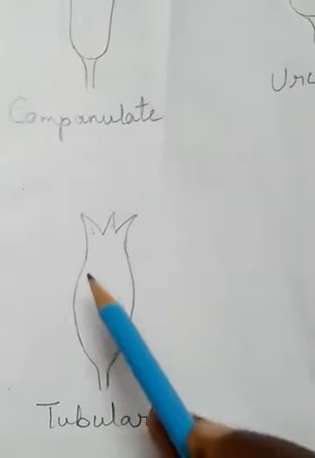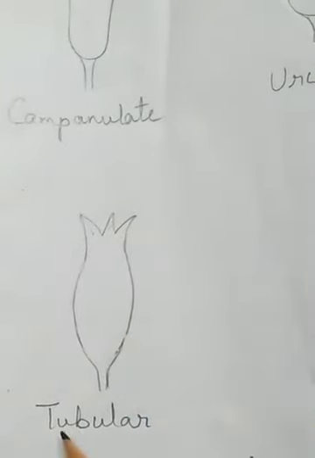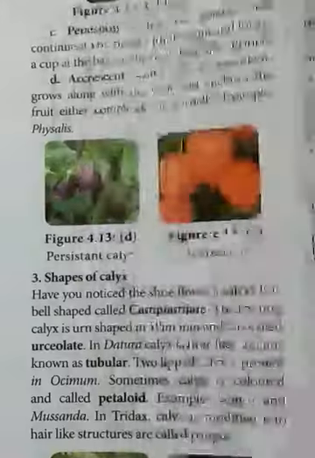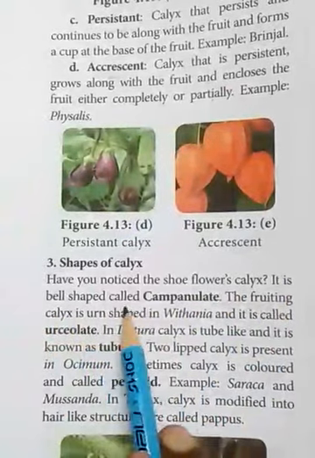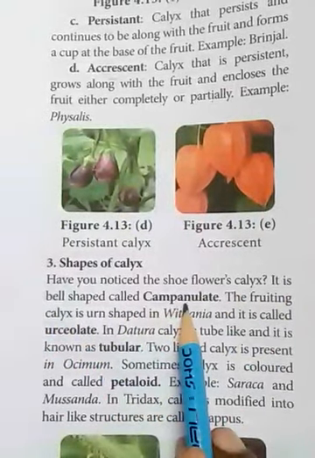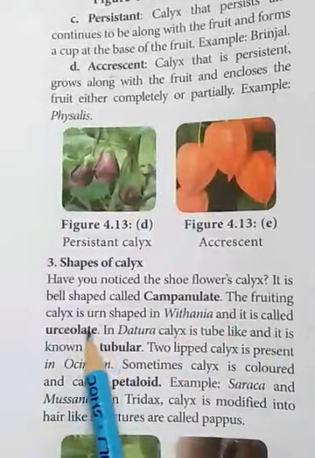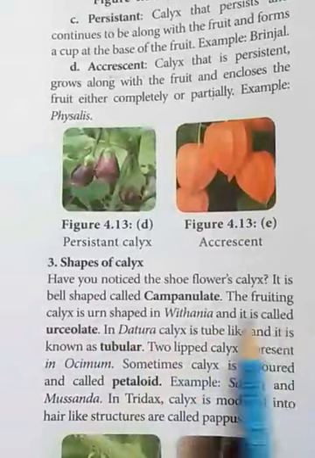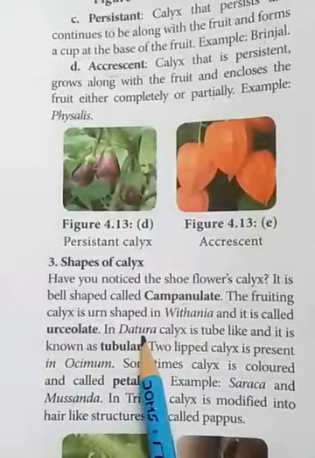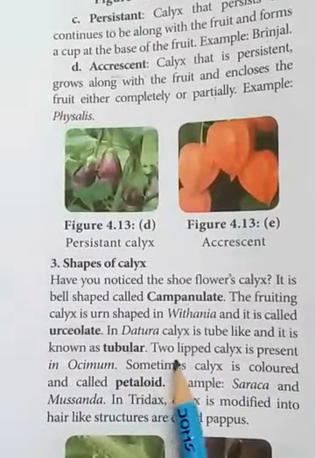In Datura you can find that the calyx forms a tube-like structure. It's an elongated tube-like structure. This we call tubular. So here are the shapes of calyx. If it is bell-shaped, then it is called campanulate, as we have studied here. This we can find in the hibiscus. The fruiting calyx is urn or pot-shaped in Withania, and it is called urceolate. In Datura, the calyx is tube-like and it is known as tubular.